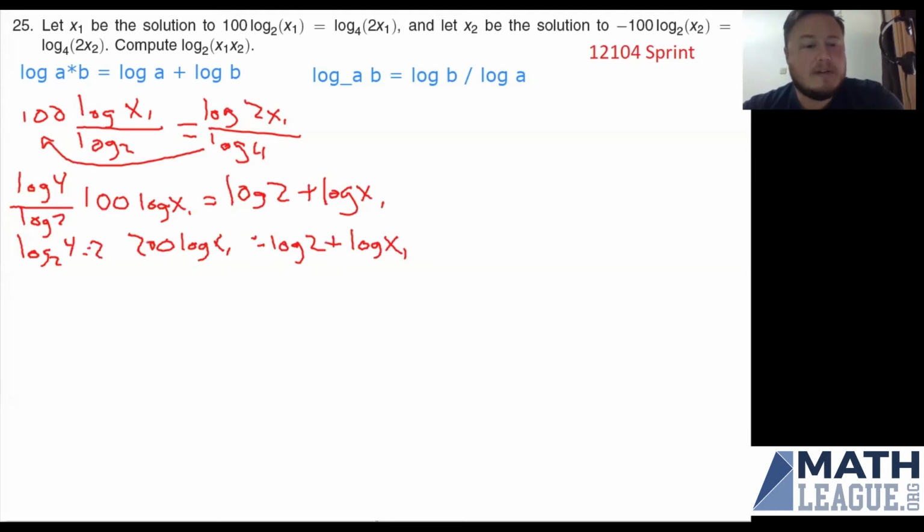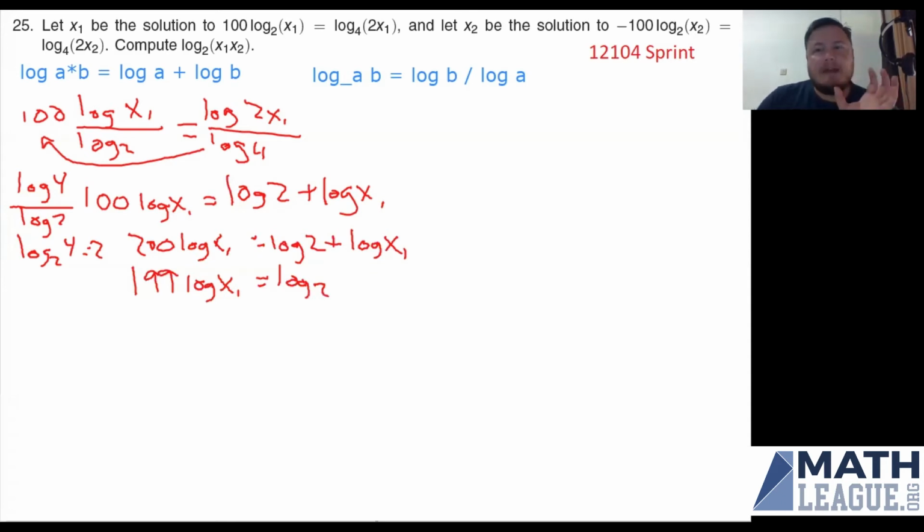I'm going to subtract a log of x1 from each side. And we see that 199 log of x1 equals the log of 2. All right, now this would be a good point for us to stop and take a look at what we're supposed to do here. Ultimately, the problem is asking us to compute log base 2 of x1 times x2.